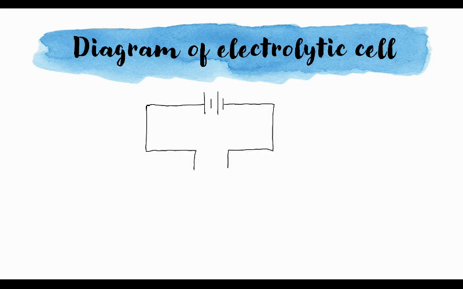Then the wire, the electrodes. Don't forget to label both electrodes as anode and cathode. Anode is a positive terminal because it is connected to the positive terminal from the battery, while cathode is a negative terminal because it is connected to the negative terminal from the battery.